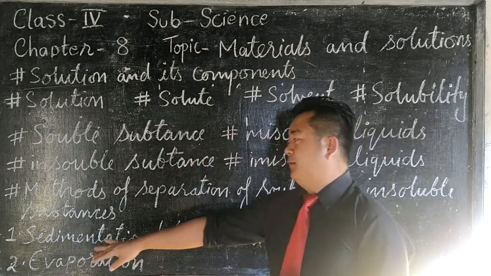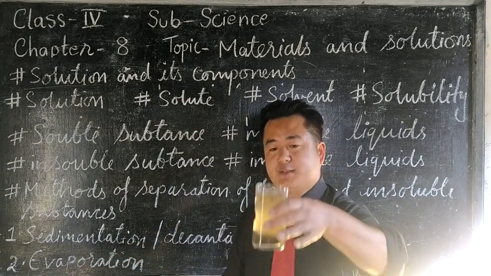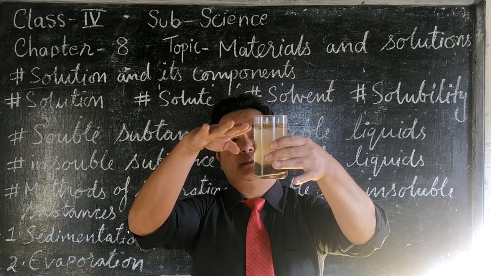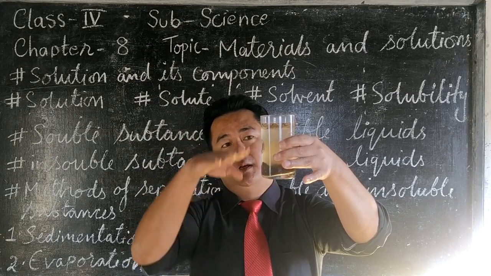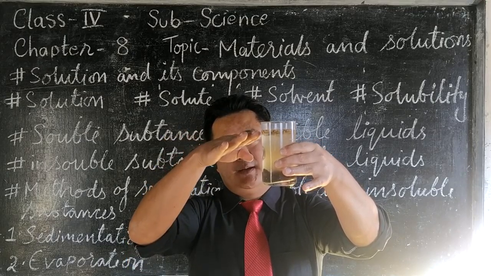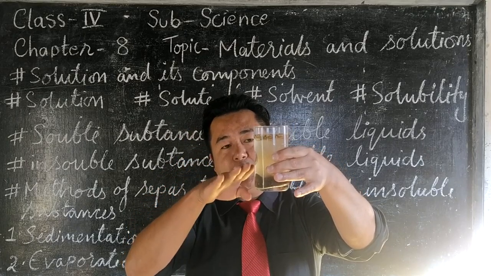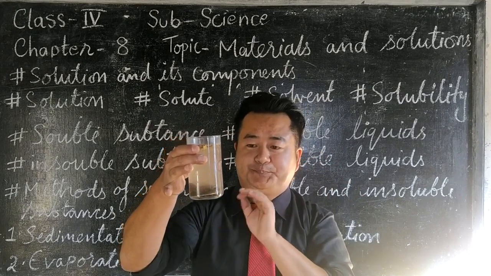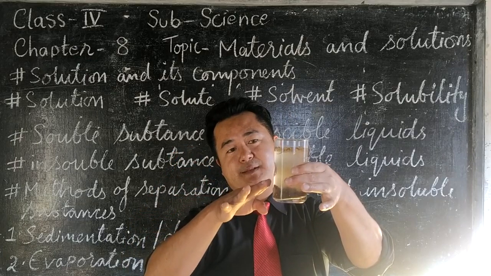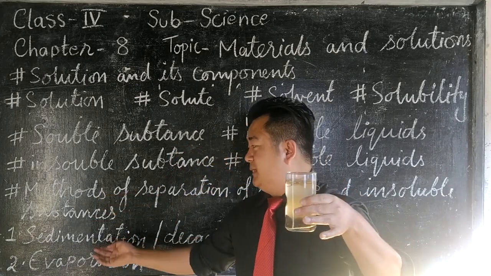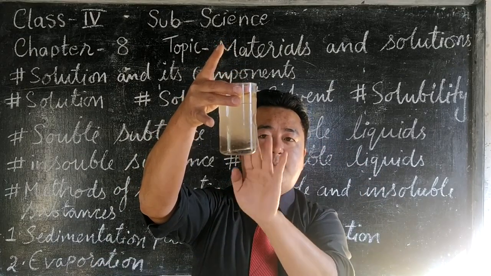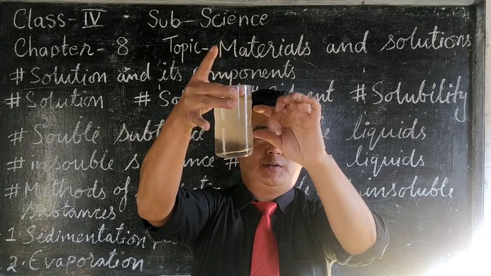First of all, sedimentation is a process in which the insoluble substance is allowed to settle down in the container. The heavier insoluble substance that I have used, the mud, does settle down. When you allow it to settle without disturbing it for a few moments, after making this solution, this process is known as sedimentation. You can clearly see here that the mud has settled down, and slowly the water is getting clear.